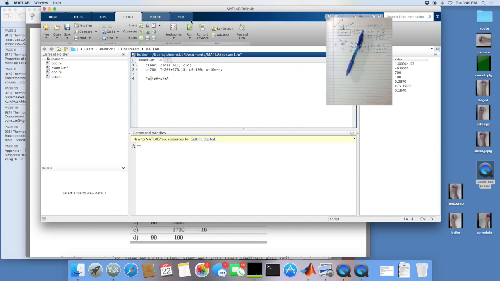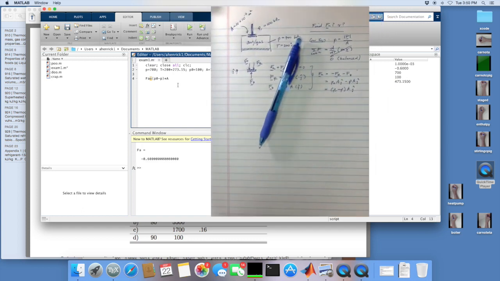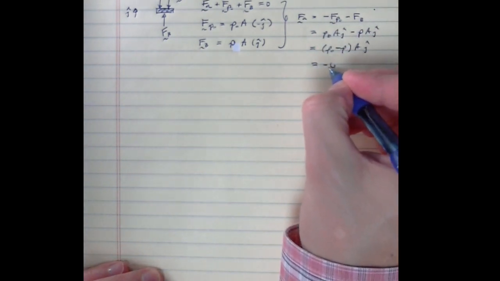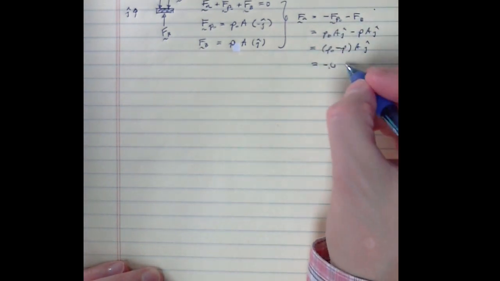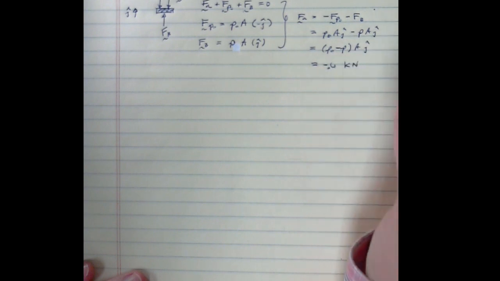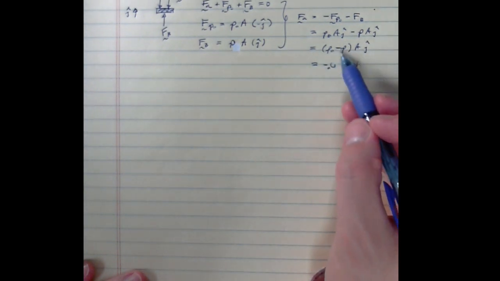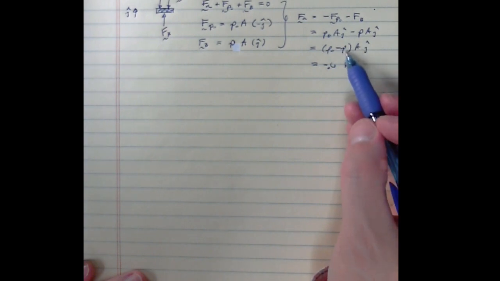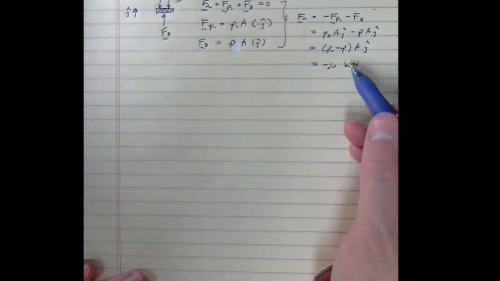Let's run this little code, and this comes out to be minus 0.6, and we know this is going to be in kilonewtons. How do we know that? Because this pressure here is in kilopascals and this area is in meters squared. So what comes out of there is kilonewtons.